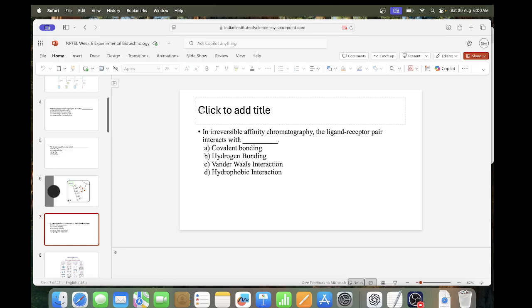The next question is, in irreversible affinity chromatography, the ligand receptor pair interacts with dash. Four options are given here: covalent bonding, hydrogen bonding, van der Waals interaction, hydrophobic interaction. So it's irreversible, not reversible. So you can think which of these four options is irreversible. And once you know that, you can mention it.